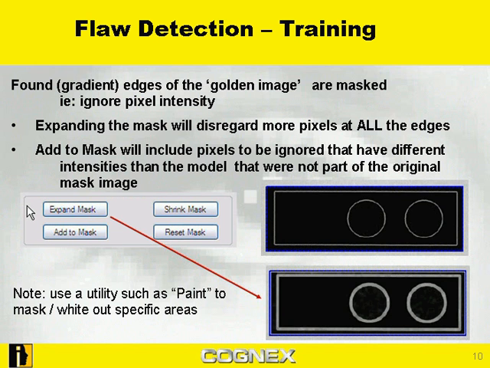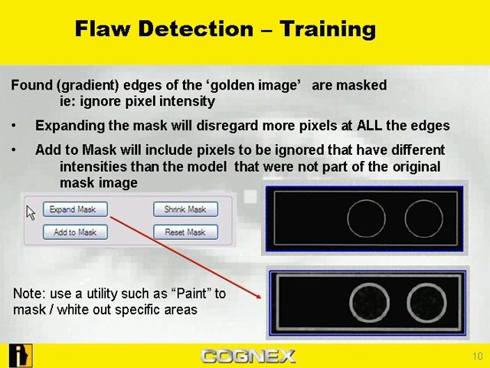Next we have the mask. What exactly is the mask? The mask is found from gradient edges of the golden image. In other words, they are masked out. They are ignored pixel intensities around the edges. Why we want to mask out edges is that's where you get the most reflection or the variances in the lighting from the actual edges. So we actually ignore those pixels along your edges using the gradient threshold technique of finding edges, where the rate of greatest change is between a background and a foreground, or between an object and the other surroundings.